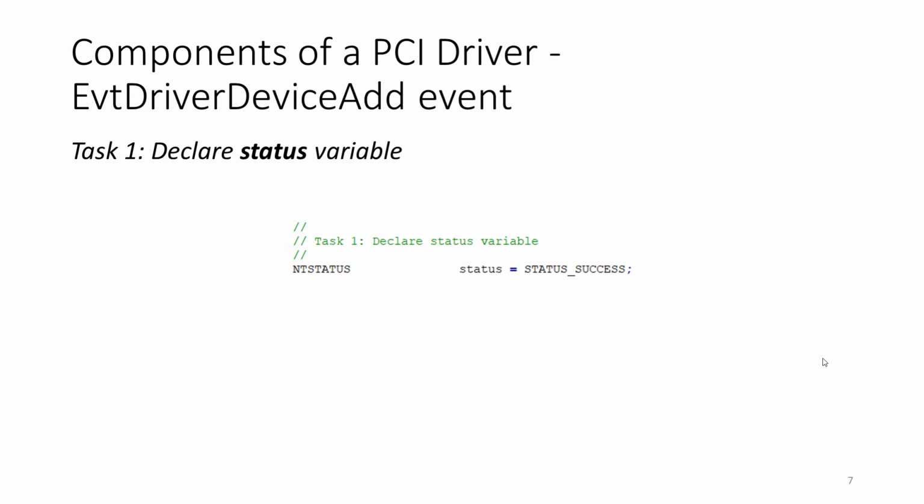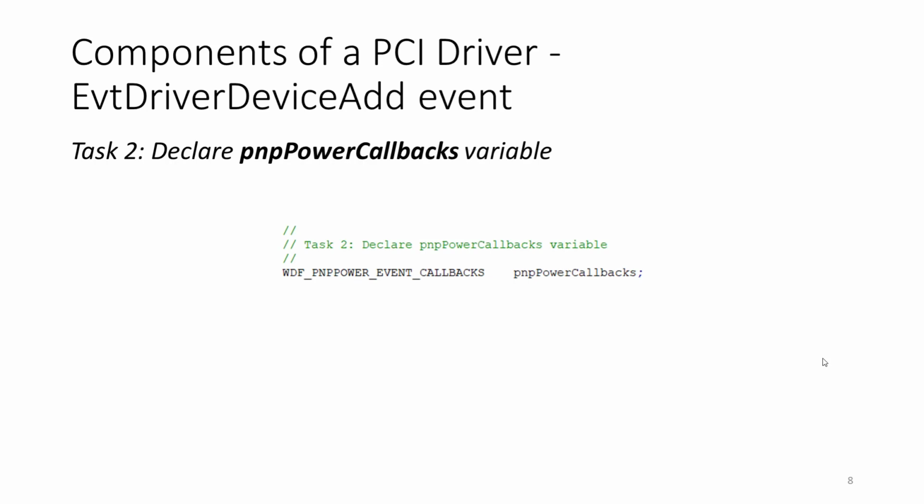Task number 1, declare the status variable. As we did in the DriverEntry routine, here we declared the status variable and initialized it to STATUS_SUCCESS. Task number 2, declare the pnpPowerCallbacks variable. In the code example, we declare the pnpPowerCallbacks variable and kept it uninitialized. The variable is actually a data structure provided by the framework. The data structure is WDF_PNPPOWER_EVENT_CALLBACKS.